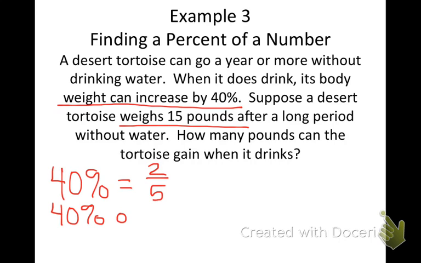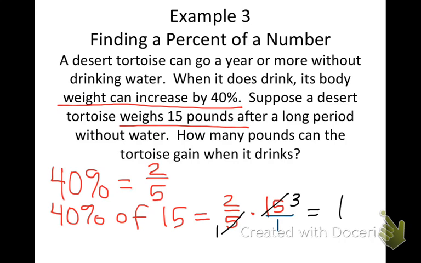40% of 15 is 2/5 times 15. Now that we've written our percent as a fraction, we can multiply. 15 can be changed to a fraction by putting it over 1. If you'd like to, you can cancel out to simplify. And 2 times 3 is 6. The desert tortoise can gain 6 pounds when it drinks.